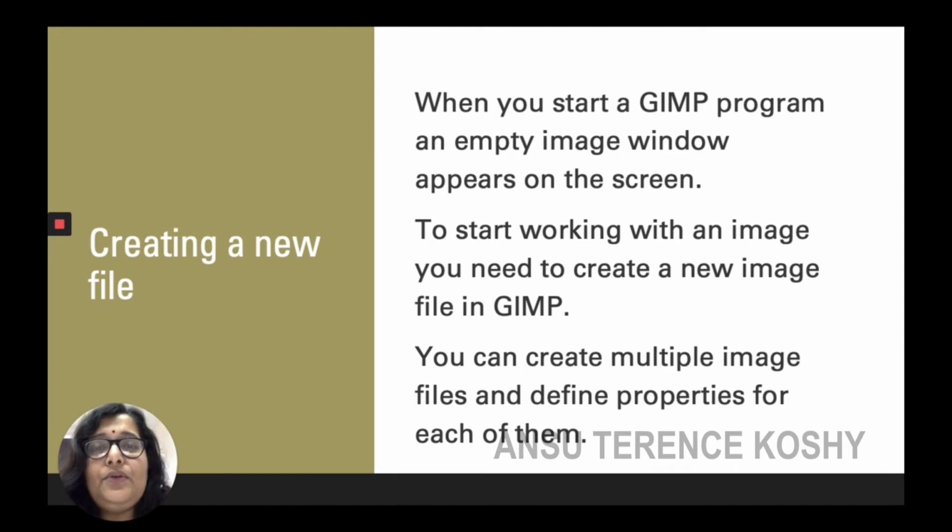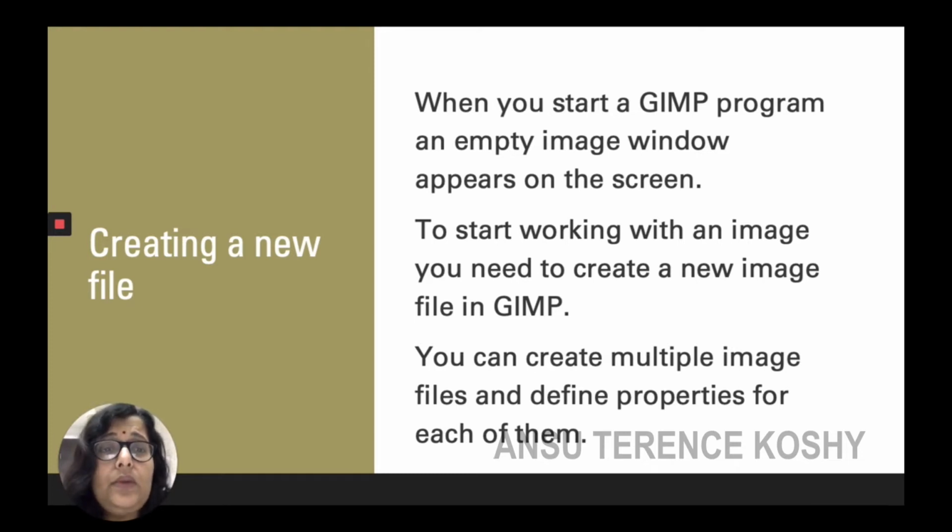The first thing that I would like to discuss today is creating a new file. When you start the GIMP program, an empty image window appears on the screen. How to open it I have already explained in the previous slide. If you don't know, I will explain one more time. You need to click on the start button. From the start button, when the list appears, you need to click on all programs. From all programs, you have to select GIMP. When you do that, you get a GIMP program with an empty image window, nothing on your window space.